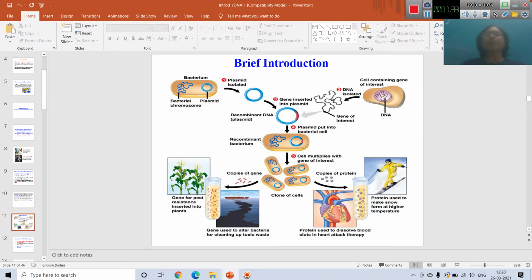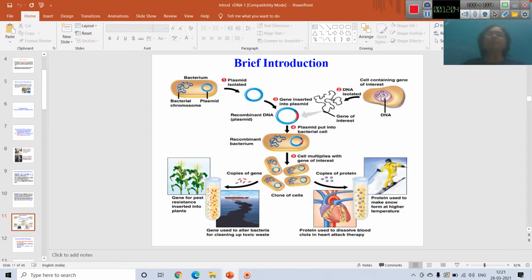Then, after isolation of the plasmid and of your gene of interest, you insert your gene of interest into the plasmid, and this is what is called the recombinant DNA. This plasmid is called the recombinant DNA because it has a gene of interest from the eukaryotic cell and DNA from the bacterial cell, so it is a recombinant DNA.